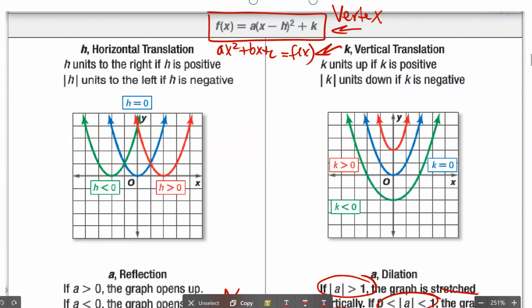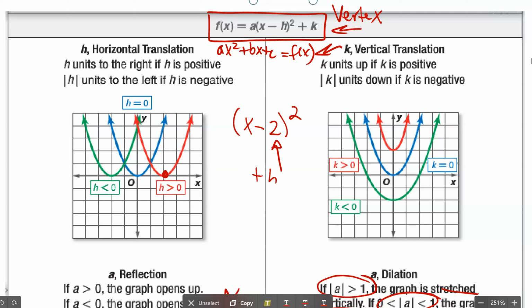Now the h is the horizontal translation. So notice it's x minus h, which is why it's opposite what you think. Because if you put in a positive number like 2, you would get x minus 2, because you put in a positive h.